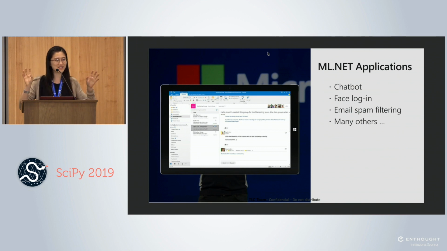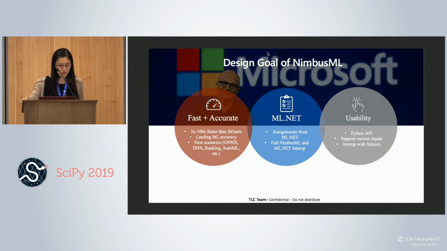So many secret machine learning applications were developed within Microsoft using this ML.NET. And now we are opening it up to the whole public. There are three most important design goals of NimbusML. The first one, like I mentioned, is Nimbus. We want it to be fast and accurate.